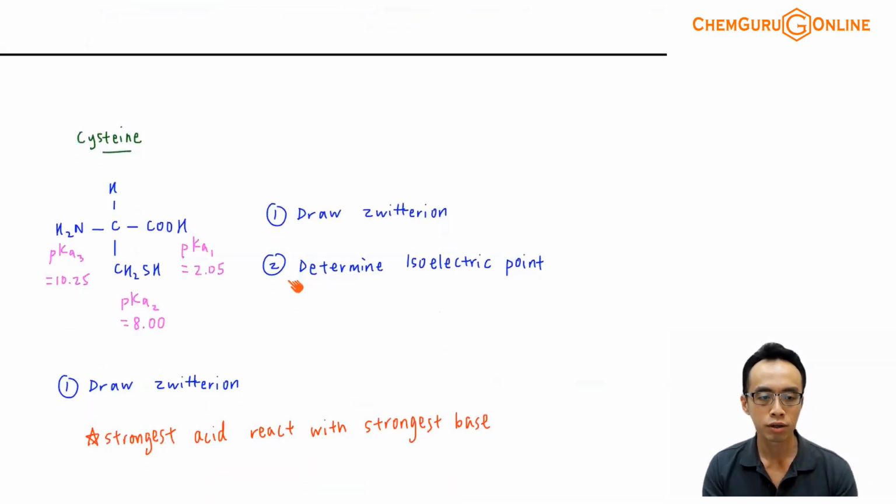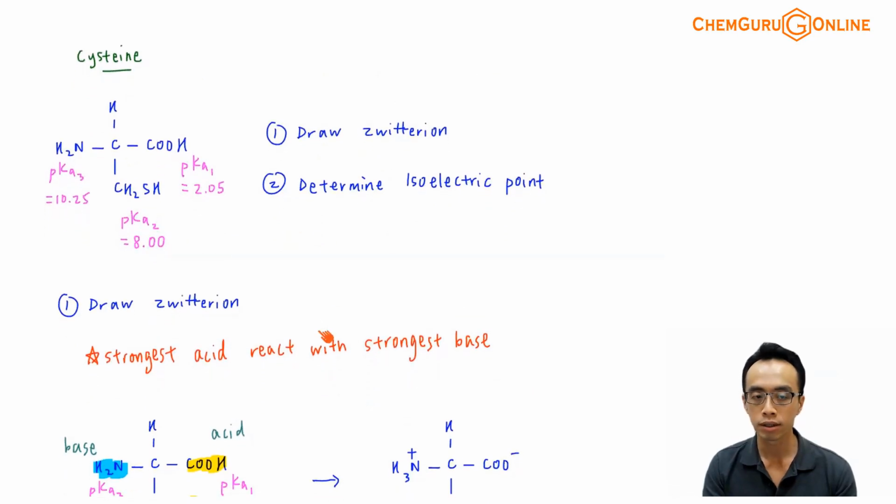Now next, let's consider cysteine. Cysteine is a little bit more interesting because in my R group, I will have a functional group that has a pKa value. So let's take a look at that. My alpha acid pKa1 is 2.05. Then my alpha amino group, let me call this pKa3, is 10.25. I have my SH functional group.